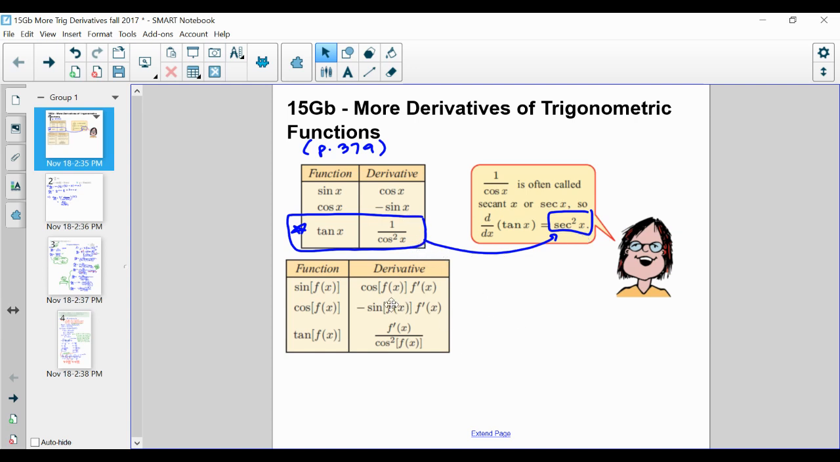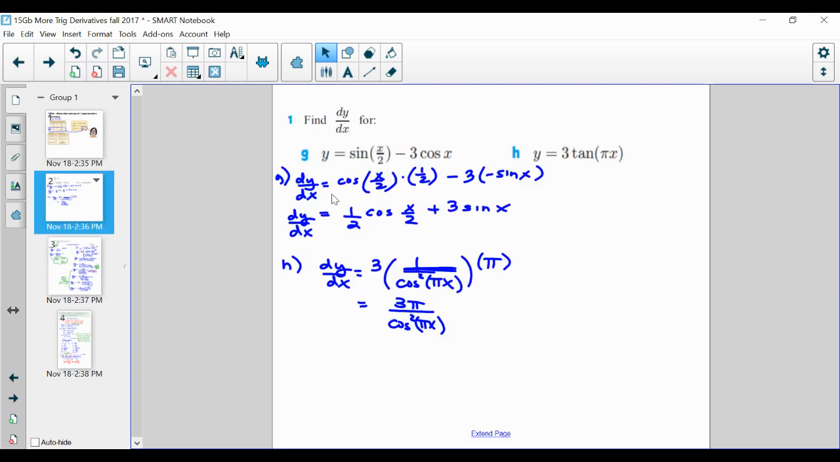Okay. And then if we have to use the chain rule, if we are taking sine of a function or cos of a function, remember that we have to do the derivative of the outside part times the derivative of the inside part. Okay, so let's see some examples.